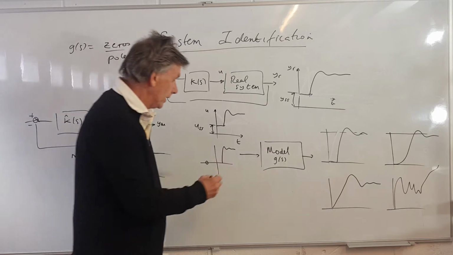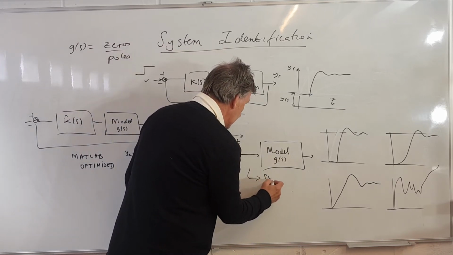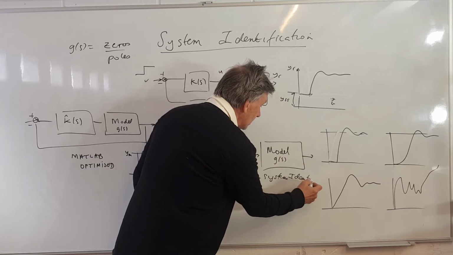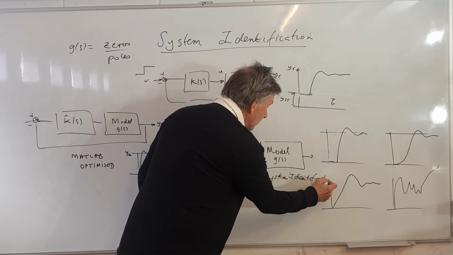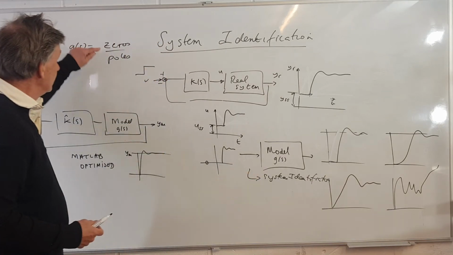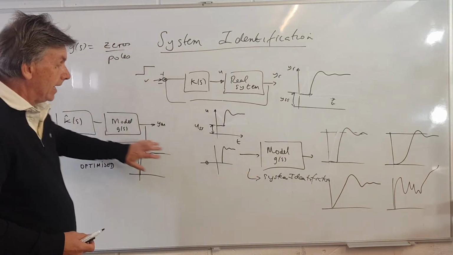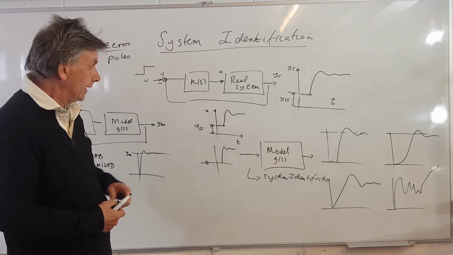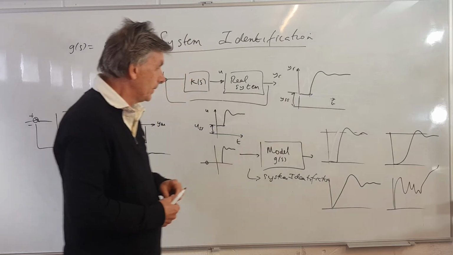So that's where the system identification package in MATLAB is handy, because in this one you can choose how many poles and zeros you want, and then it will have a good go at trying to find you a transfer function.